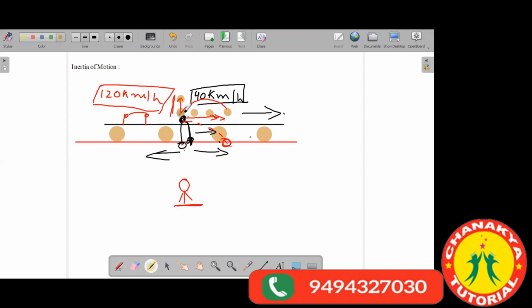If you are here, the ball is in your hand. If you are here, the ball will be here. So the ball is traveling the horizontal distance along with the vertical distance. Got it? So the ball already has a speed of 120 kilometer per hour. It will fall back to your hand only. If you are in an aeroplane and you throw a ball upward and try to catch it, you will be able to catch it. Got it? Understood the inertia of motion?